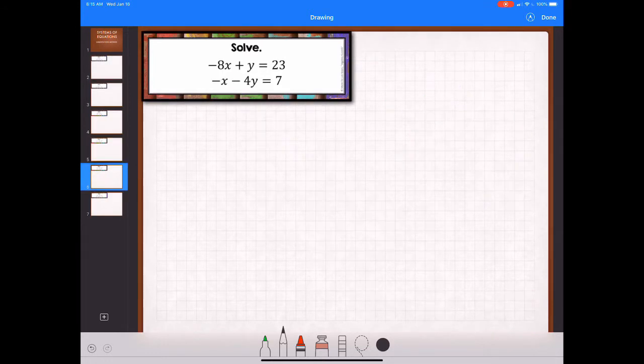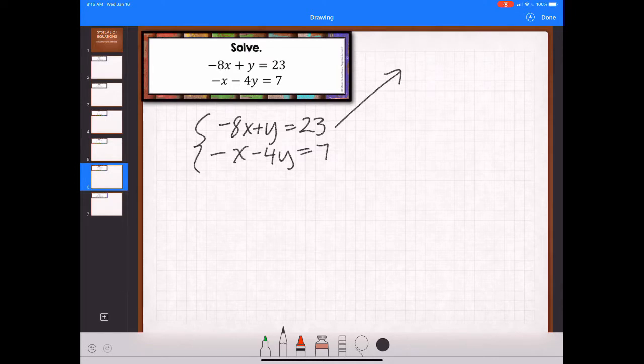Okay, take a look at this system. This system's a little bit harder because if you notice, neither of them are solved out for a variable. So negative 8x plus y equals 23, and negative x minus 4y equals 7. The first thing you need to do is solve one of the equations for a variable. Most of us are probably used to solving for y, so I'm going to do that.